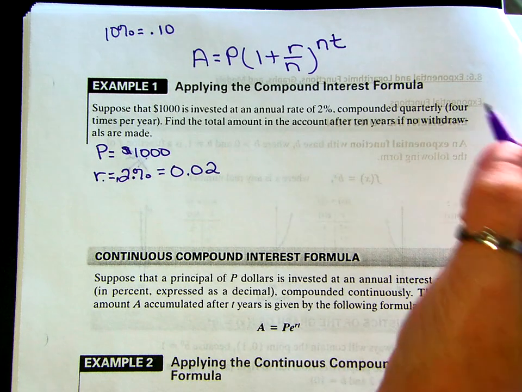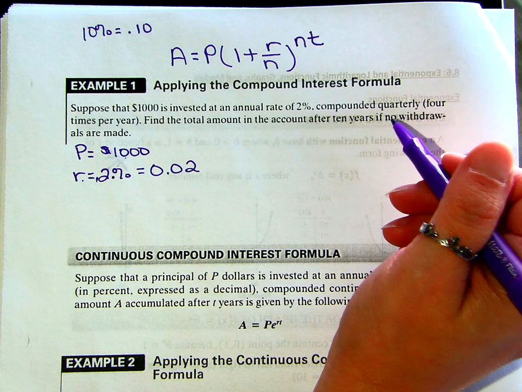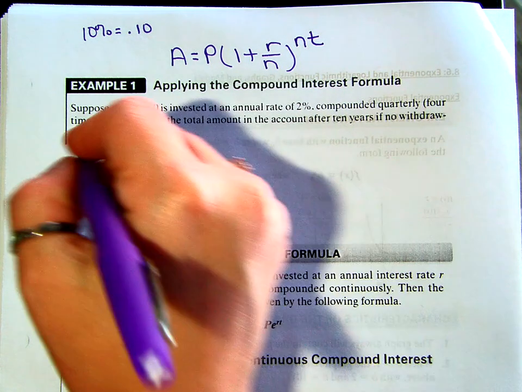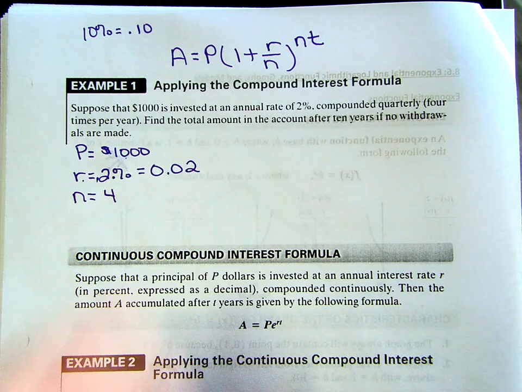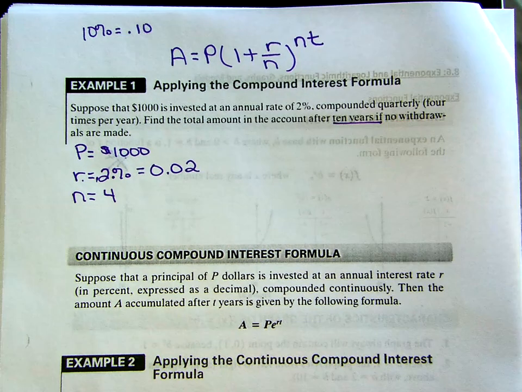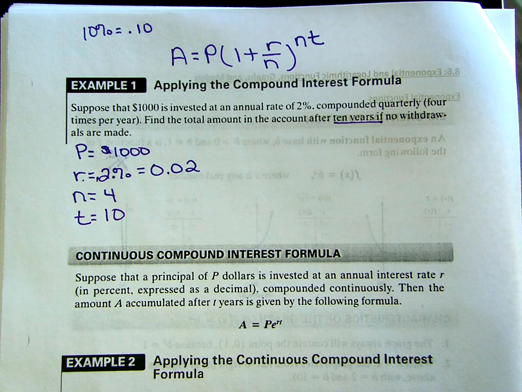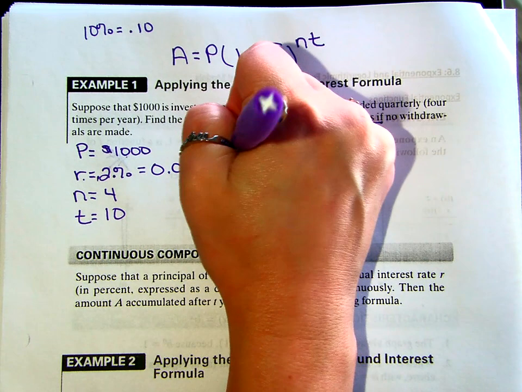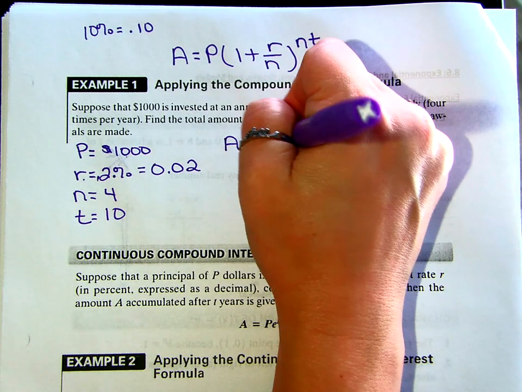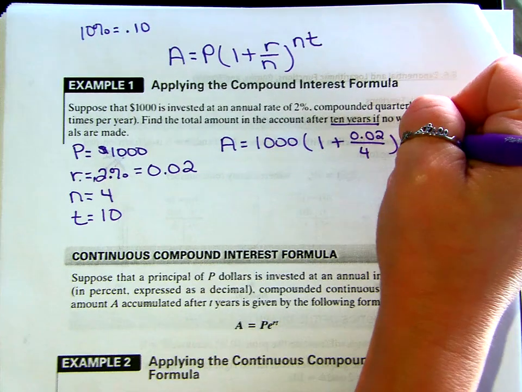The next piece of information we have says it's compounded quarterly. So the number of times you compound your money, that is the N. So my N in this case is 4. And then I keep reading, and it says how much after 10 years. So T is 10. So the only piece of information I don't have, or what I'm trying to figure out, is how much money do I accrue. So the A is what I'm missing. So I'm going to plug everything in. I have 1,000 times 1 plus 0.02 all over 4 raised to the 4 times 10.